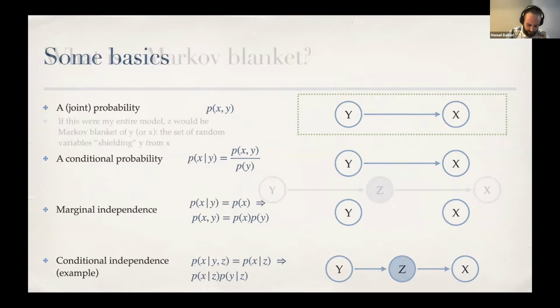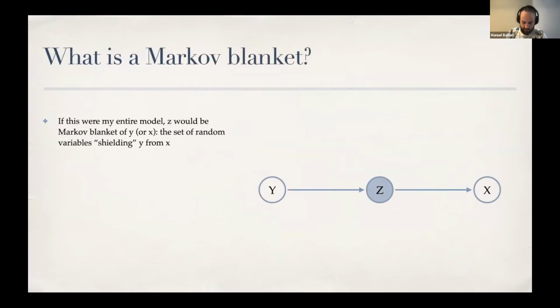So what is a Markov blanket in all of this? Well, if the whole model I had was actually this Y, Z, X that I drew earlier, then I could say that Z is essentially the Markov blanket for X or for Y. So it's the thing that makes X and Y conditionally independent. And that's about it. That's what a Markov blanket is.